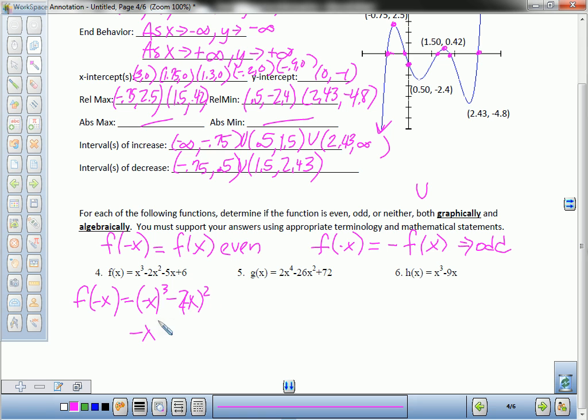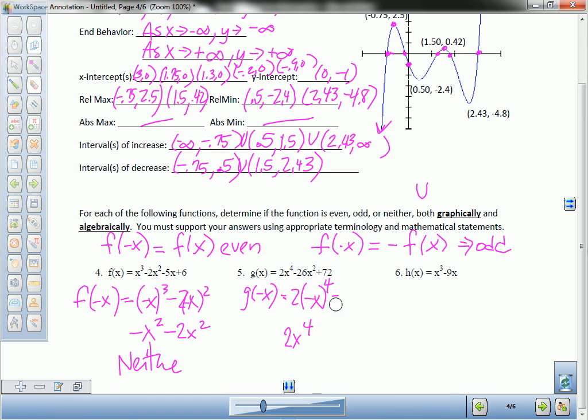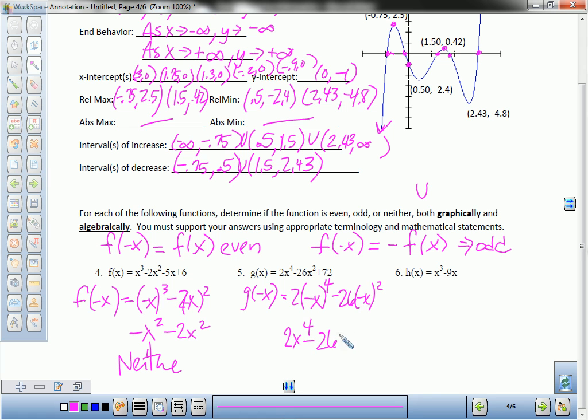And I'm going to notice the first one changes, the second one doesn't. Neither. On this one, when I plug in the negative, this one changes. This one stays the same. Minus 26. This one stays the same, because when I square that negative, it becomes positive, and this one stays the same. So I plugged in the opposite, and I got out the same. Plugging in the opposite, getting out the original, even.